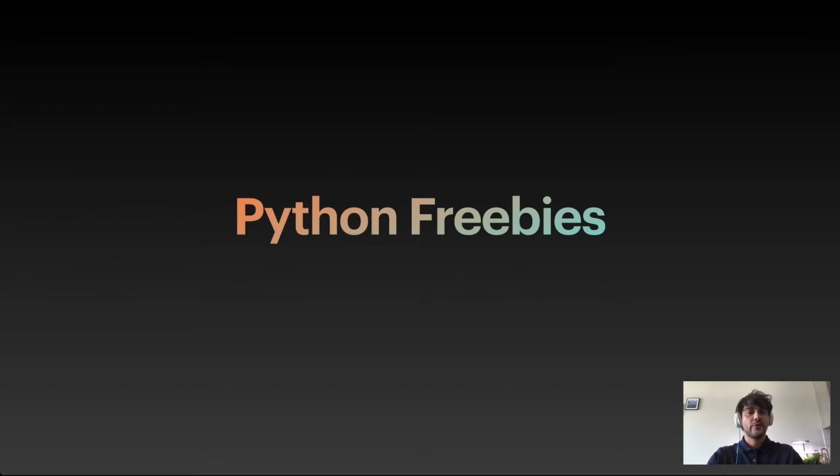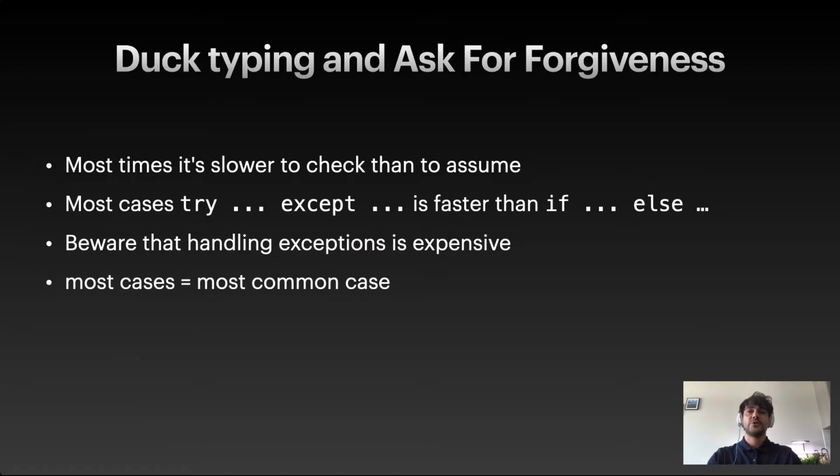So Python already offers us, as a language, a lot of freebies, things that we can use without actually installing any library. The first one that I'm going to talk about is not actually some functionality of the language, but more of a pattern that everybody uses with Python. It's asking for forgiveness. Most of the time it's slower to check something than to try to do it. When I say most of the time, it's the most common case, because you need to be aware that handling an exception is more expensive than an if-else block.